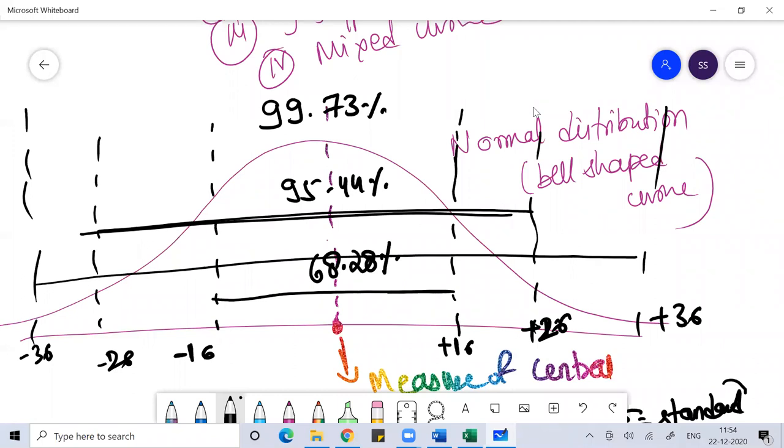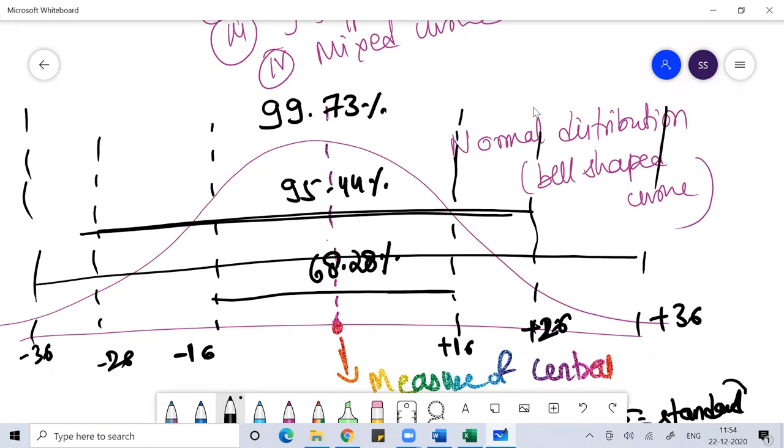If you remember, I told you, imagine if I close my eyes and tell you people to arrange yourself the way you want. Then if I open my eyes, it's not like everyone will be together. Maximum people will be together. That is called measure of central tendency.